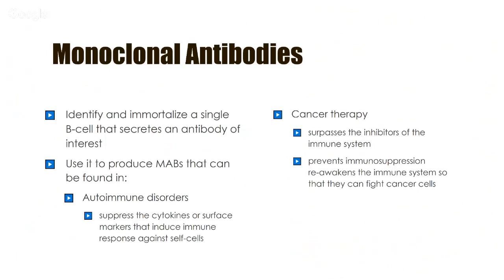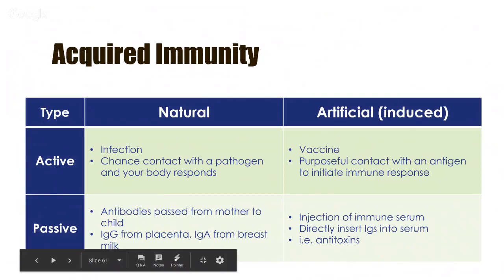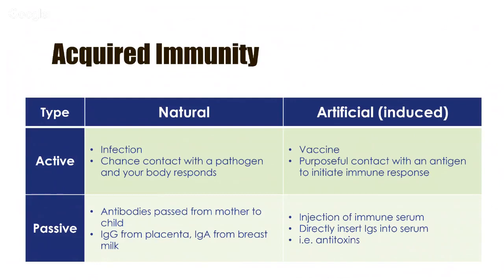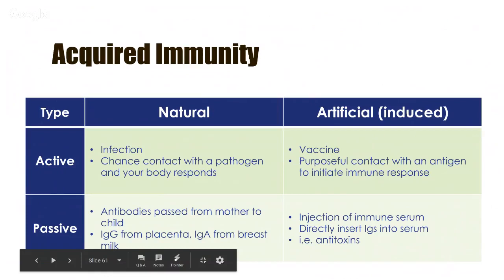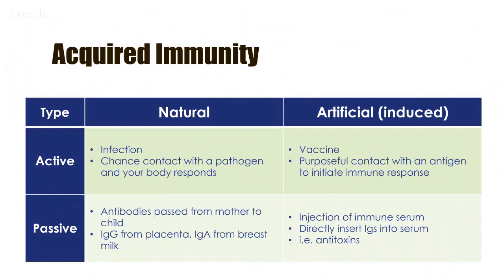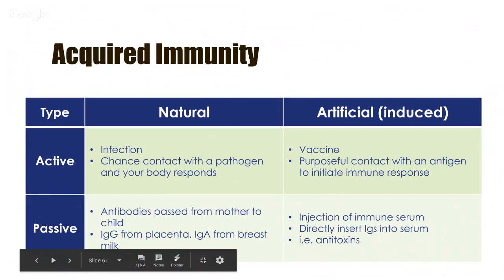And then your acquired immunity, just finishing up really quick here, you have your natural acquired immunity. Active immunity would be in the case of infection. Passive would be when it's passed down from mother to a child. And then you also have things like vaccines and indirect IgG or immunoglobulins injected into your body. A common example is snake venom. You have your antitoxin, so that's passive, artificial. And then your vaccines are active.